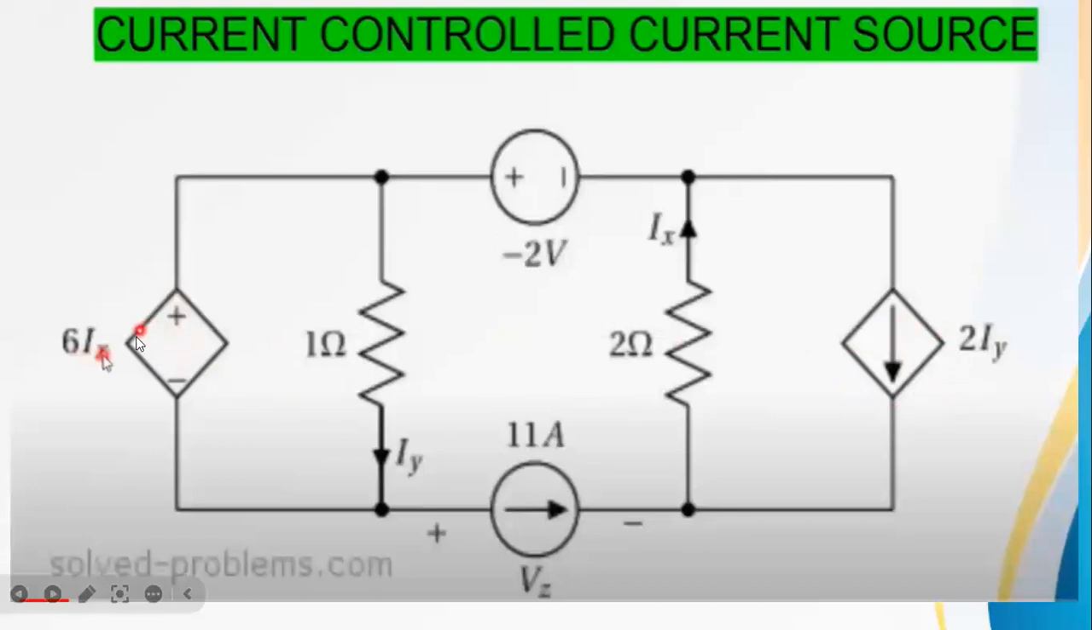This current controlled voltage source depends upon the current flowing into the 2 ohm resistor, and this current controlled current source depends upon the current flowing into the 1 ohm resistor. So by connecting this circuit in MATLAB Simulink, we can understand the results, what the values of IX, IY and VZ are.